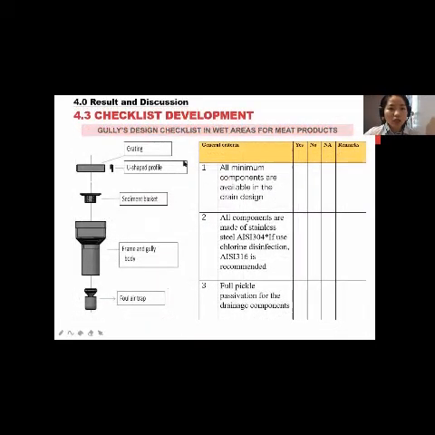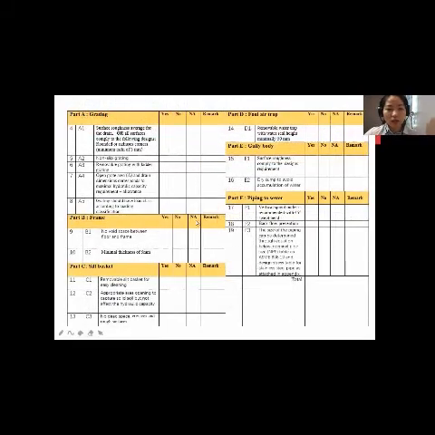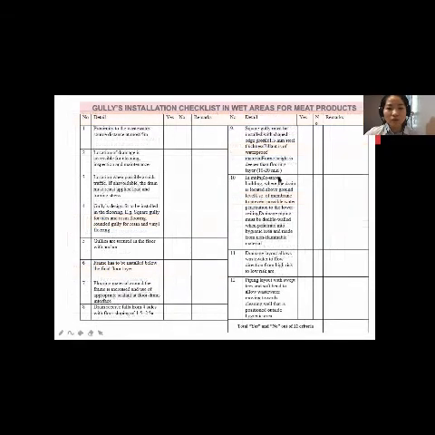And the checklist, this is the design checklist, and this picture I generated using AutoCAD, which shows the minimum required components of a gully point. And the design checklist is divided into several parts, which consist of grating, frame, seal, basket, and so on.